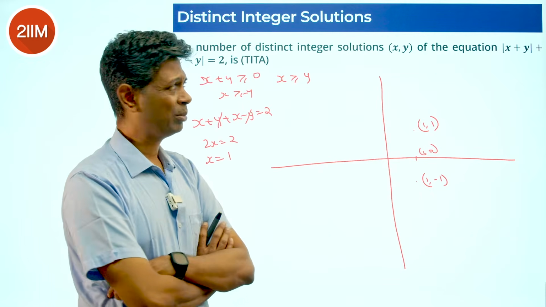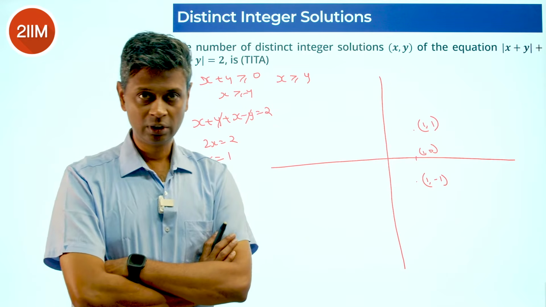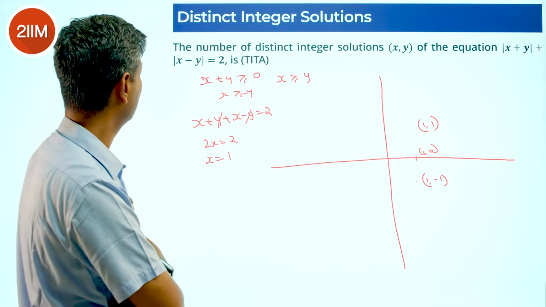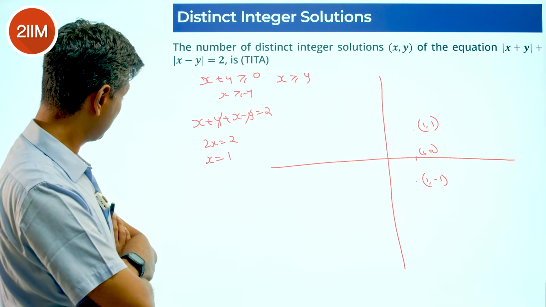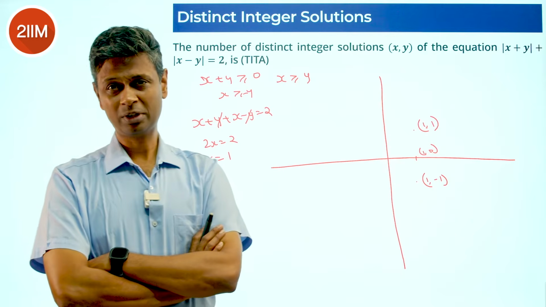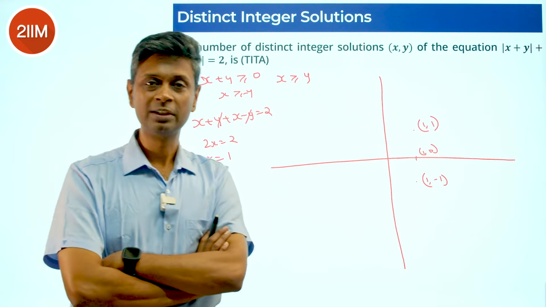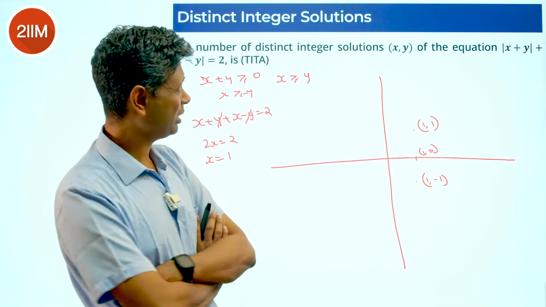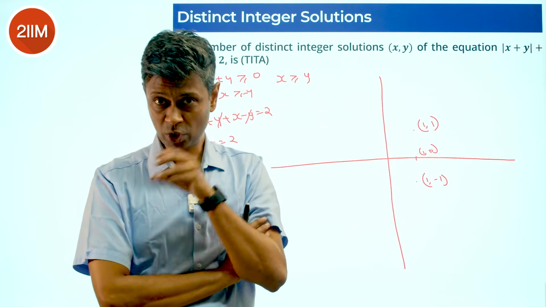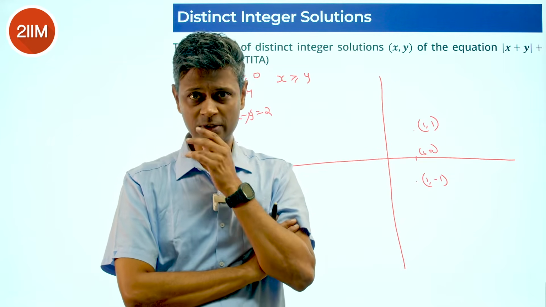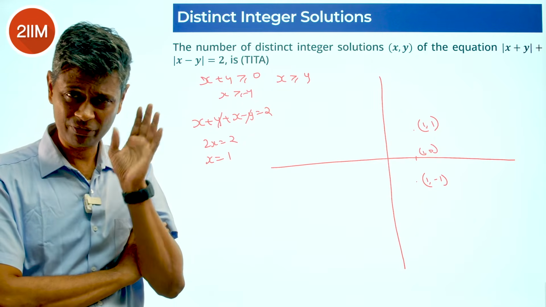And the moment I have this, I'm immediately thinking, hey, I'm looking at integer values. If I put x equal to 5 or 6, it's simply not going to work. X is 5, modulus of 5 plus y plus 5 minus y equal to 2, not going to work. 5 plus y plus 5 minus y, or 5 plus y plus y minus 5, it's not going to be 2. X cannot be 5 or 6, it's going to be 1, 2, 3, something like that. Small number. So x greater than 2, I feel, won't work.